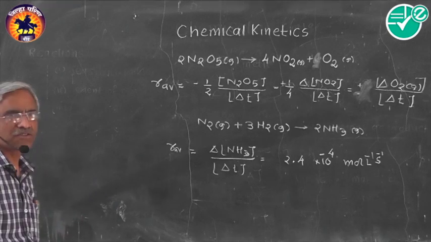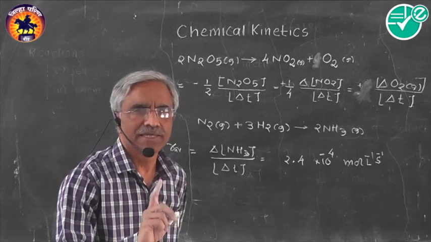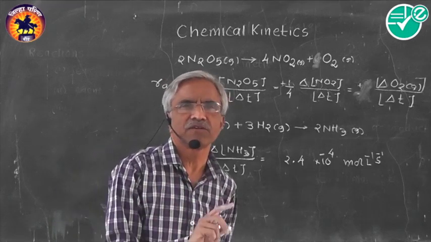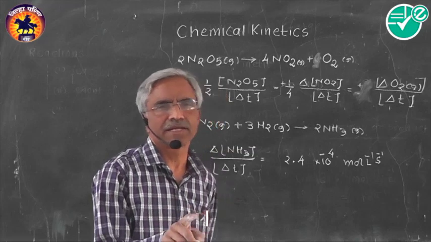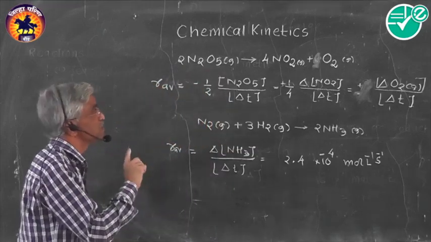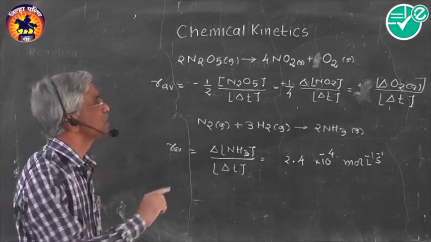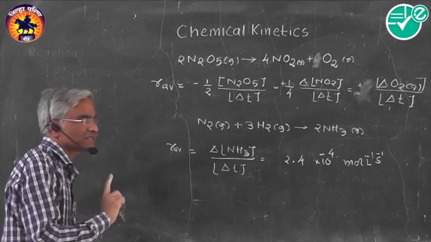Such objectives are generally there in CET. At least one objective is there, either from the average rate of reaction or instantaneous rate of reaction in the MCQ, because chemical kinetics is generally a mathematical topic, more objectives will be from numericals rather than theory.